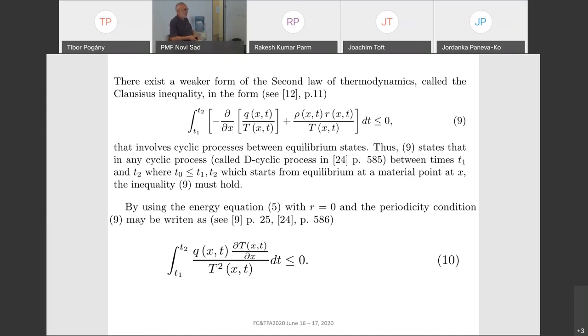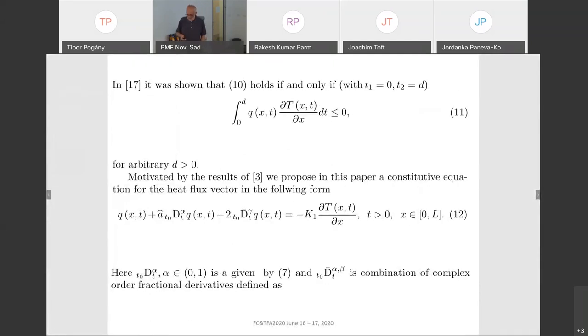What constitutes a cycle? Maybe we can say that we start with something and return again to this point. In order to define a cycle, we have to know the quantities that define state variables, and that's very difficult. Anyway, in this context, temperature is the defined state. After some thermodynamics, which I will skip, we get that this equation, 11, must be satisfied for any heat flux vector, with the integral from 0 to d, where d is arbitrary, and the temperature at the beginning and at the end is the same. That is the same state. That is a cycle.